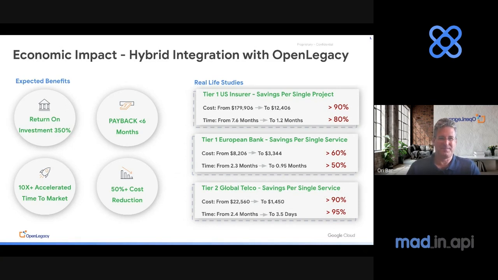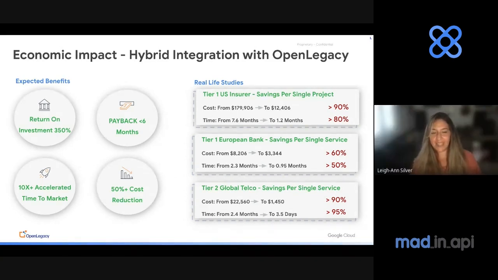Of course. So I think the main underlying value, if we think about it from a business standpoint, is the economic impact of hybrid integration that we can do together. These numbers are based on real life studies and also a third party vendor that is evaluating the total economic impact of OpenLegacy.